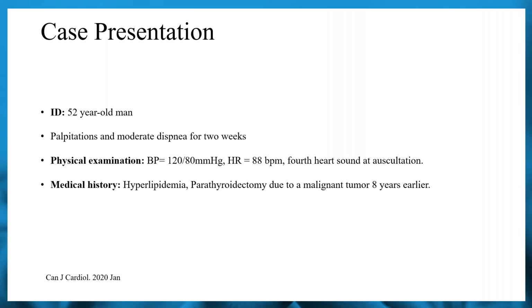Now the case is about a 52-year-old man presenting with palpitation and moderate dyspnea for 2 weeks. The physical examination showed blood pressure at 120/80. The heart rate was 88, and he had a fourth heart sound at auscultation. He had a medical history of hyperlipidemia and a previous parathyroidectomy 8 years earlier due to a malignant tumor, but unfortunately we don't have any more information about this malignancy.